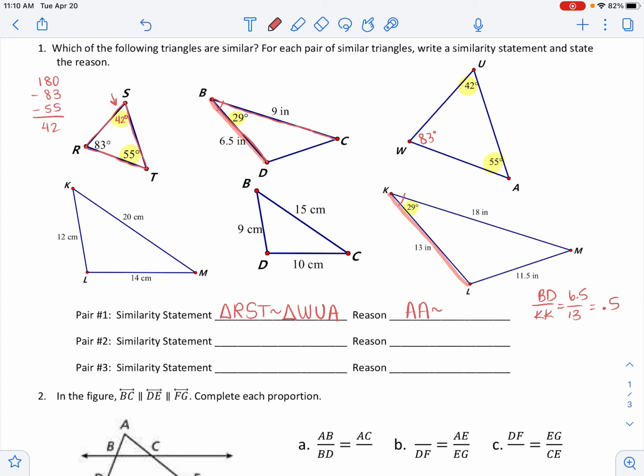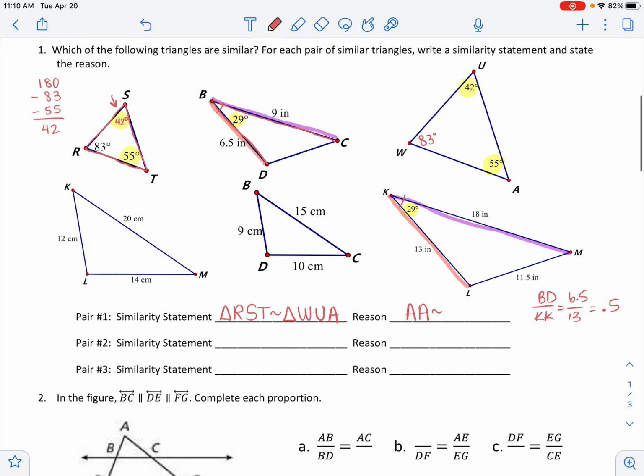And now I'm going to do the same thing for the other pair. So BC and KM. I'm going to do BC over KM. Notice I am starting again with the triangle to the left. Remember, you have to be consistent. BC is 9, KM is 18, and 9 divided by 18 again is 0.5. So since these two are the same, I know that these are side, angle, side, similar triangles.